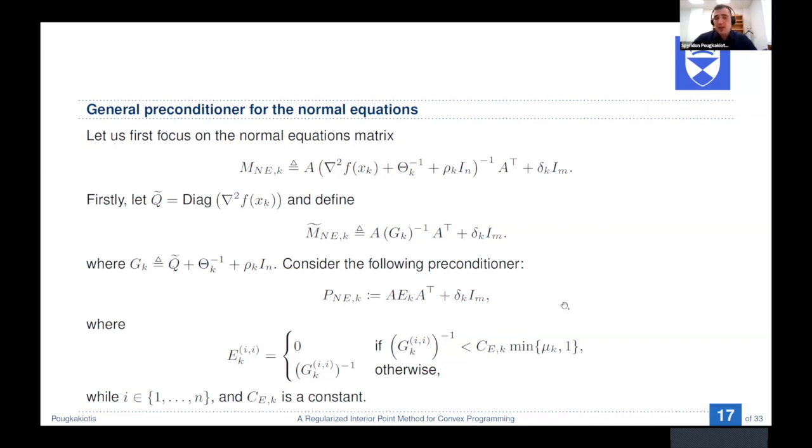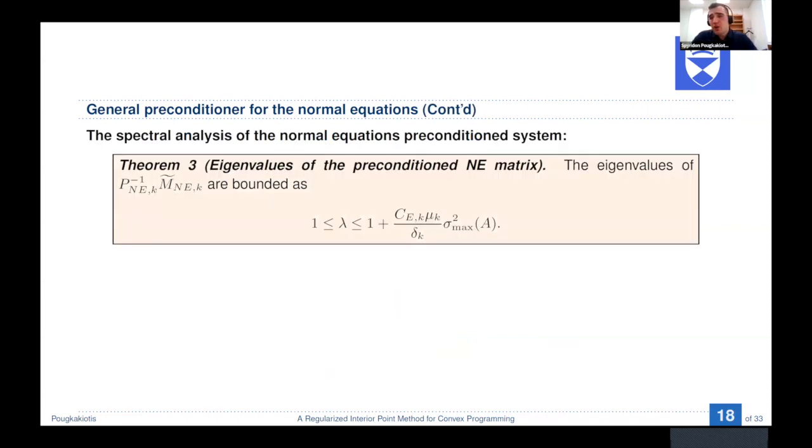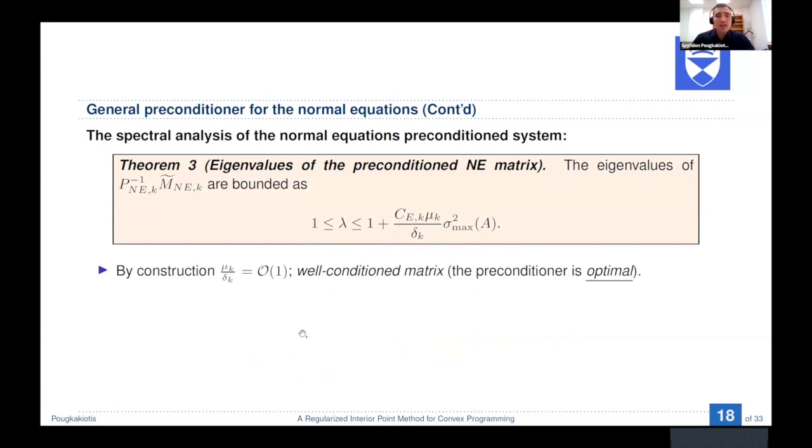Now, to assess the quality of this preconditioner, we have to show that the eigenvalues of the preconditioned matrix P inverse M will be close to 1. And we were able to show that the eigenvalues of this system are actually greater or equal than 1 and smaller than 1 plus a constant. Now, this constant on the upper bound contains a term mu over delta. And from our algorithmic design, this is order one, which means, as we say, that the preconditioner is optimal. What we mean by optimal is that the conditioning of this matrix here is independent of the iteration of the interior point method. And this is extremely important because, as I said in the beginning, the Newton systems of interior point method become increasingly ill-conditioned as we're approaching the optimal solution.